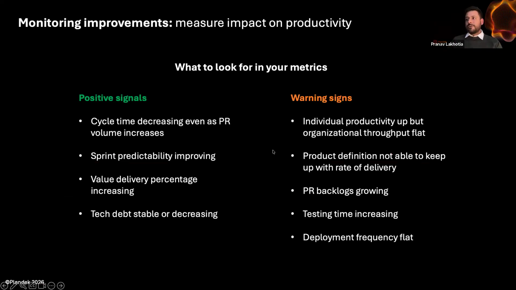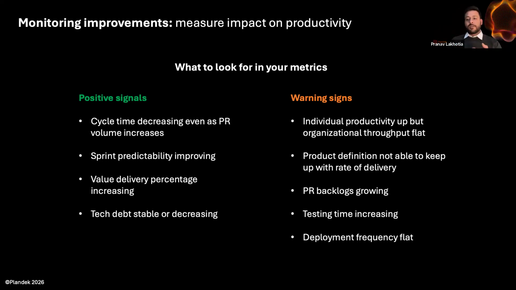Talking about the monitoring side, what you should be looking out for in your metrics, and Plandek is the greatest tool for you to do so, is cycle time. You want that to reduce even as your PR volumes are increasing. Even if you're using AI for code reviews, you should start to see that. Sprint predictability, so the overall reliability and predictability of your teams, should be improving as well, which is a really positive signal. Value delivery percentage, so how much time you're spending on delivering roadmap as opposed to fixing bugs. If you start to see that increase, that's excellent.